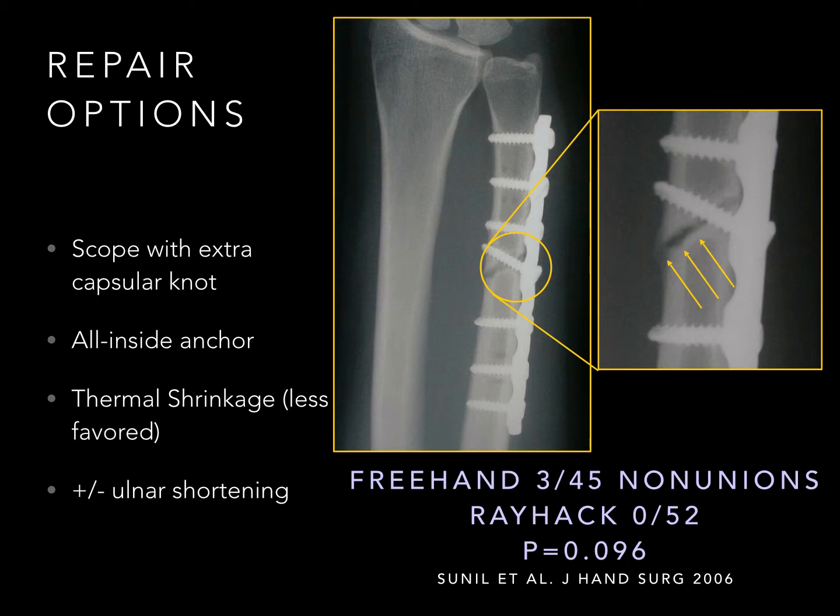But remember that the technique matters a lot. The out-of-the-box ulnar shortening kits have been shown to have a not quite statistically significant rate of less non-union, but that may be something to think about.